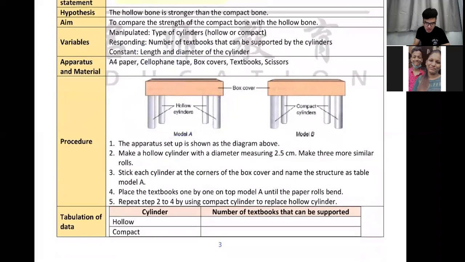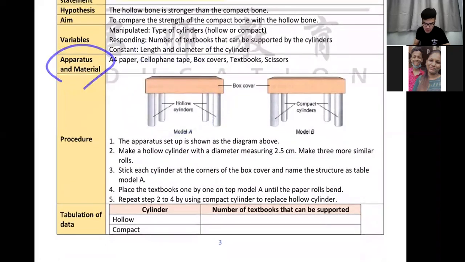All right, so apparatus and material. And then procedure. Draw this. The apparatus is set up as shown. You see? The apparatus is arranged as above. First step. Second step, you show them how you control your MV. Make 4 hollow cylinders. You can start with hollow or you can start with compact. Up to you. Make 4 hollow cylinders and put textbooks on it.